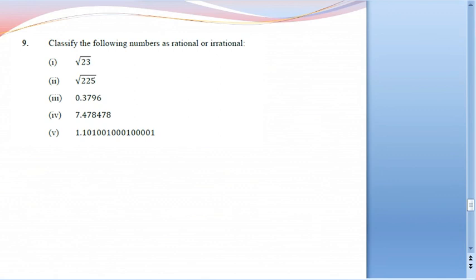Question number 9 says, classify the following numbers as rational or irrational. Let us start first with the decimal expansions and identify them. See the decimal expansion for the last one, it is easy here: 0.1010001000. This is purely a case of non-terminating, non-repeating. So whether it is rational or irrational, irrational for sure.